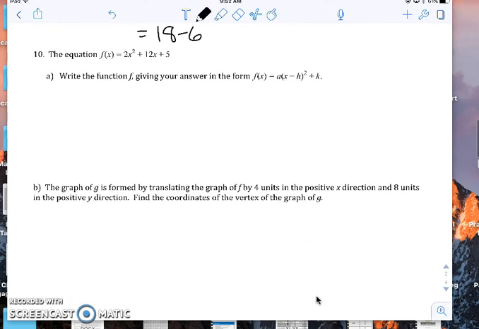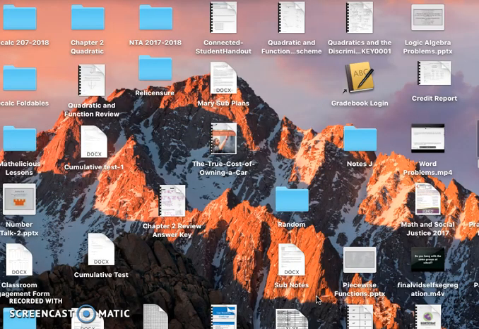So the next one, we're given an equation. Write the function in vertex form. So we have to find the vertex.